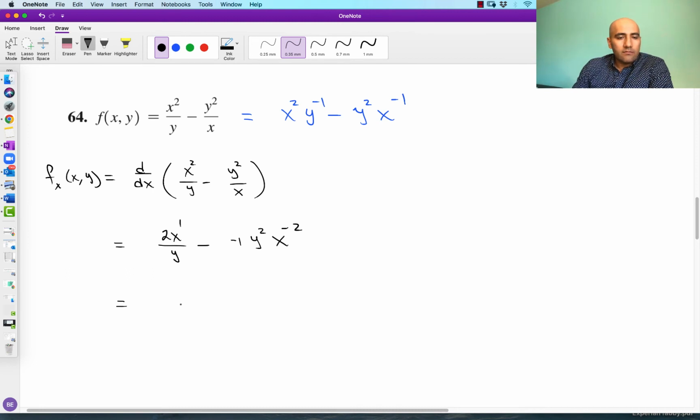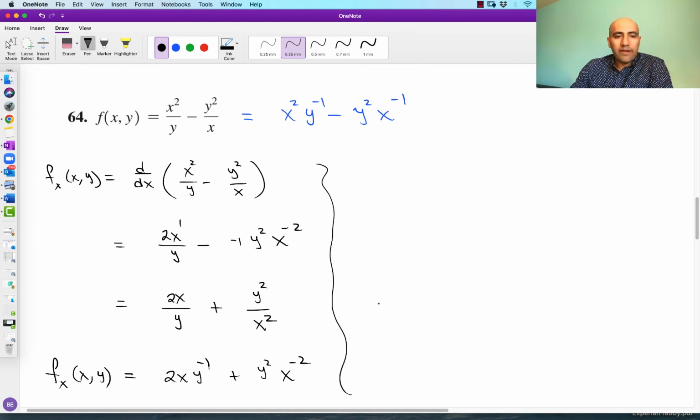All right, so then this can just be rewritten as 2x over y plus y squared over x squared. Or with negative exponent notation, which might be useful for the next derivative, we can again rewrite it as 2x y to the minus 1 plus y squared x to the minus 2. So that's the first partial derivative with respect to x.